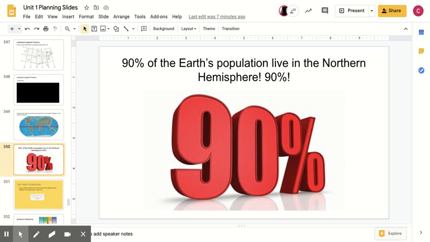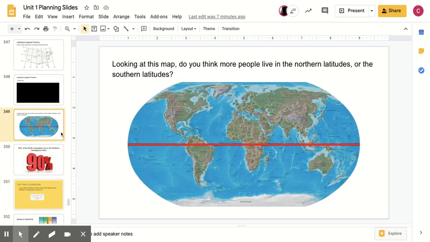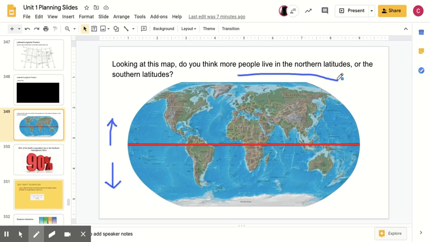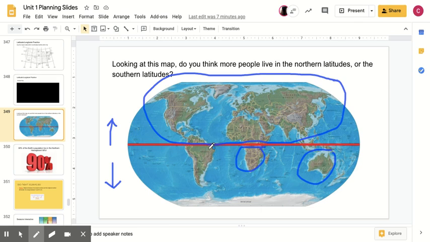Believe it or not, 90% of the Earth's population lives in the northern hemisphere. 90%. And if we go back to this map, it kind of makes sense. I'm going to circle all of the land masses that are north of the equator. And now I'm going to circle the ones that are to the south.